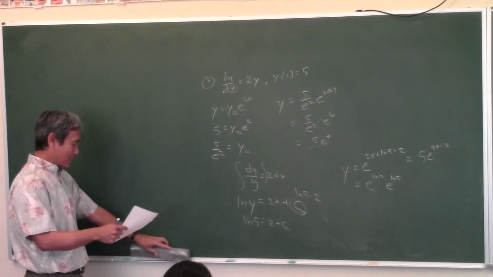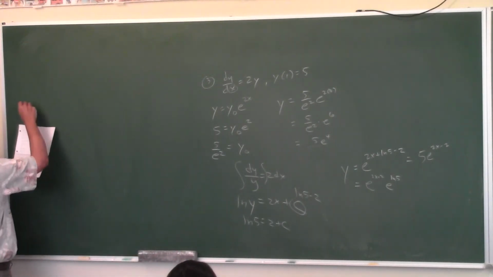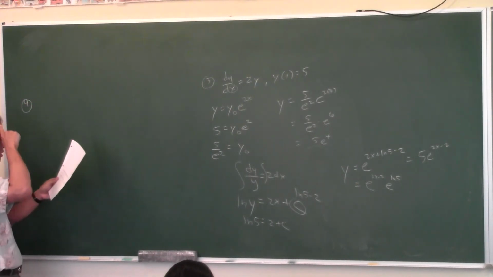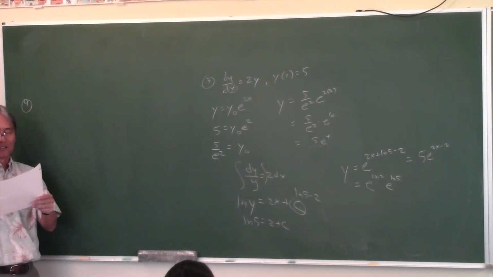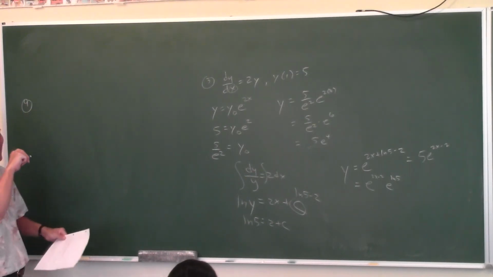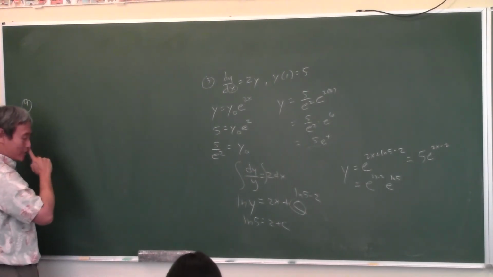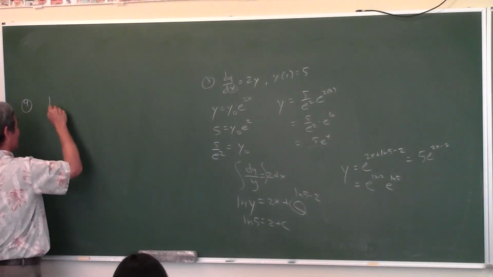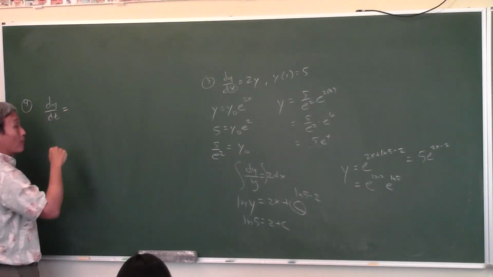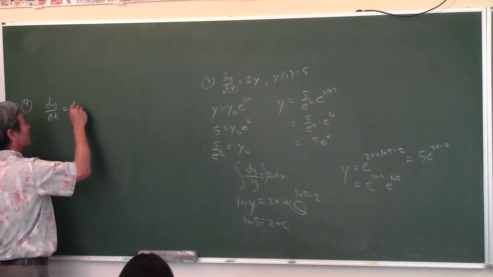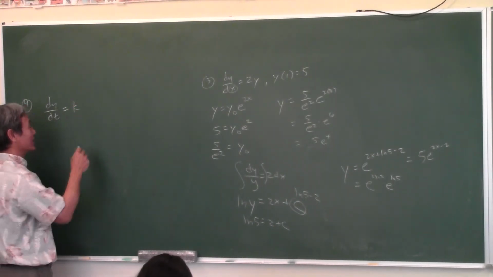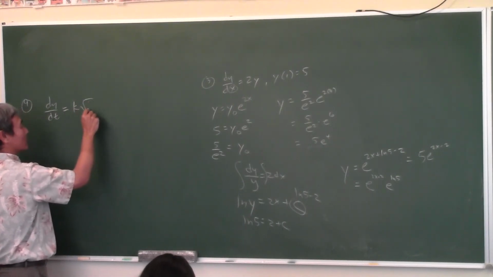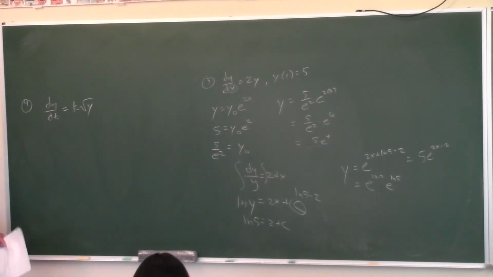Okay, last problem. Woo, almost done. Number 4. The rate at which a population grows is proportional to the square root of the population. How do I write a mathematical equation for that? The rate at which a population grows, dy over dt, is proportional to the square root of the population. Population is y. t is time. Can you guys write that on your papers tomorrow?